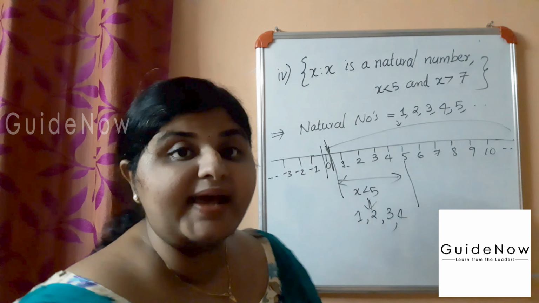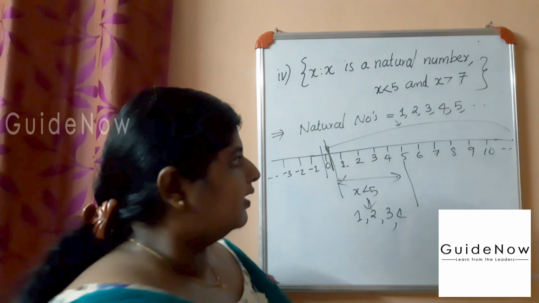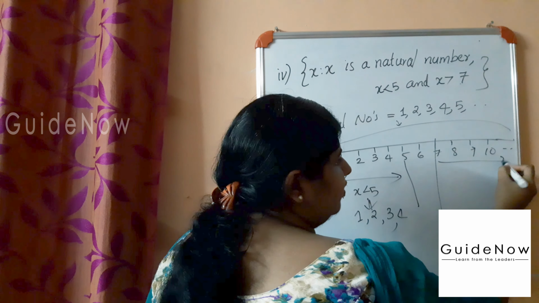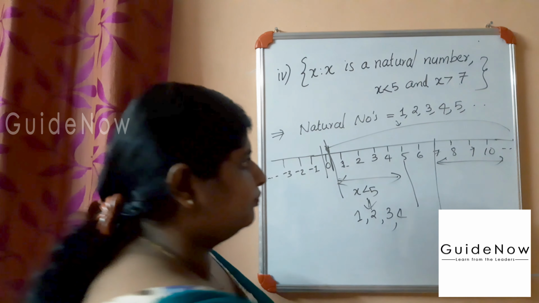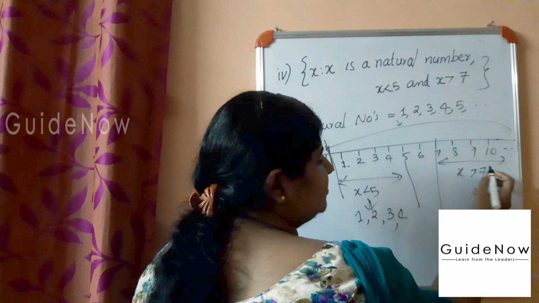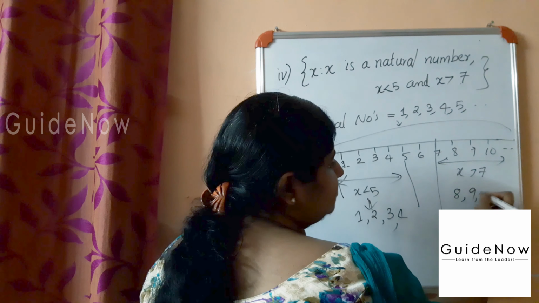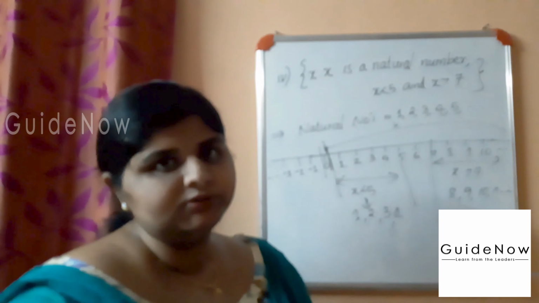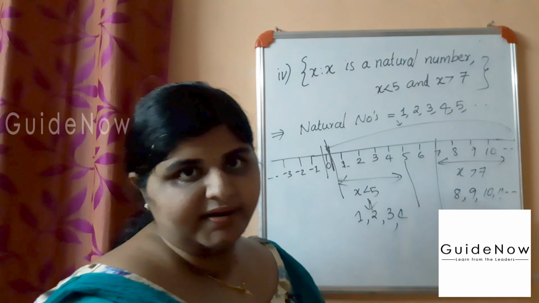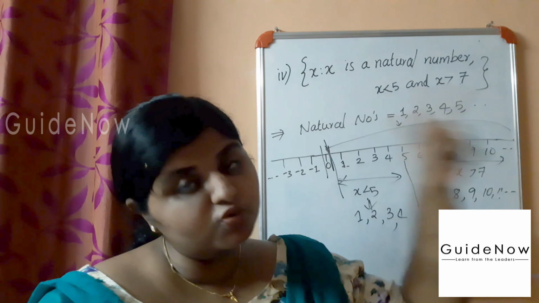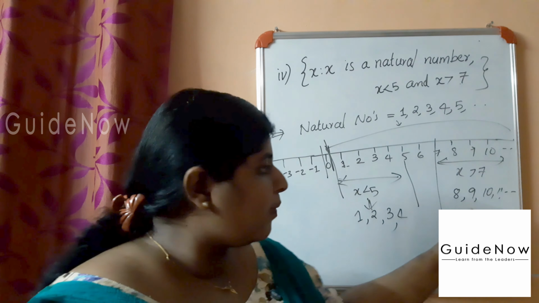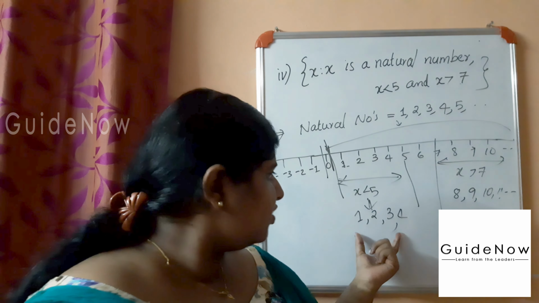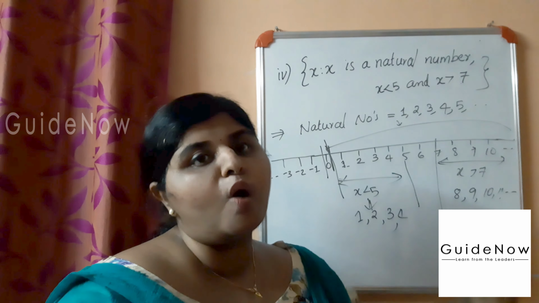The next condition is x greater than 7. That means 8, 9, 10, 11, etc. These numbers are greater than 7 and satisfy this condition. We have to satisfy both conditions. Are there any common numbers satisfying both? No. Here we have 1, 2, 3, 4 and here 8, 9, 10, 11. No common numbers are there.